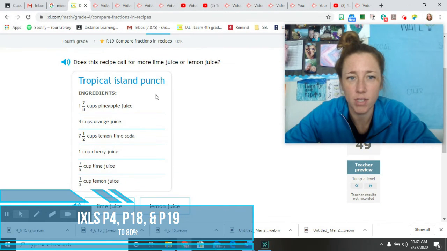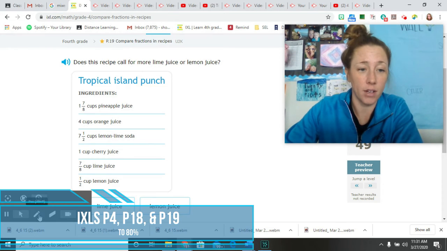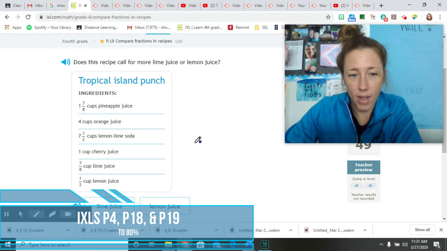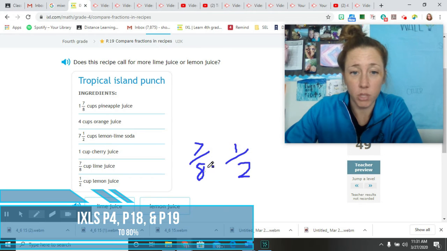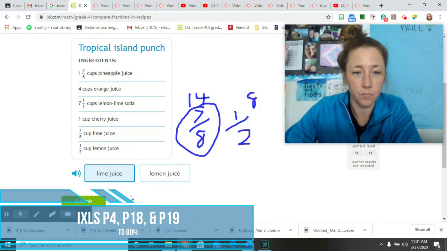Tropical Island Punch, that sounds good. More lime juice or lemon juice? So lime juice, I have 7/8. And lemon juice, I have 1/2. This is where I would have to write it out and compare, right? Let's see if I can do it on here. With a happy color. So if I have 7/8 lime juice and 1/2 lemon juice, I'm going to cross multiply. 8 times 1 is 8. 2 times 7 is 14. So my bigger number is 7/8. And that was lime juice.